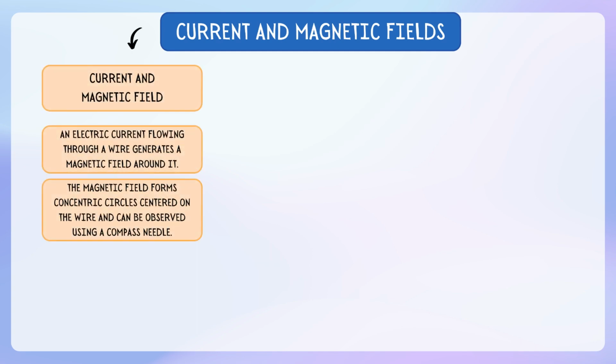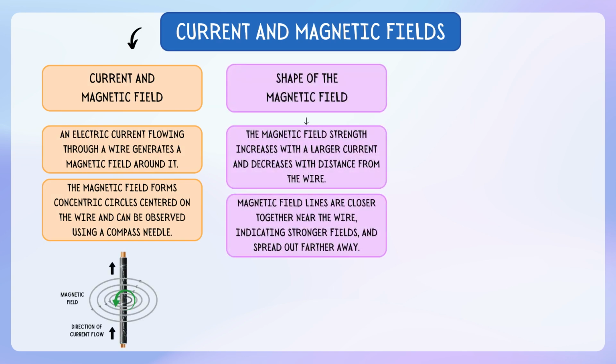In today's lesson, we delved into the magnetic field produced by a current-carrying wire. We demonstrated how an electric current flowing through a wire generates a magnetic field around it, which can be observed using a compass needle. We then examined the shape of this magnetic field, noting that it forms concentric circles around the wire and that its direction depends on the current's flow.